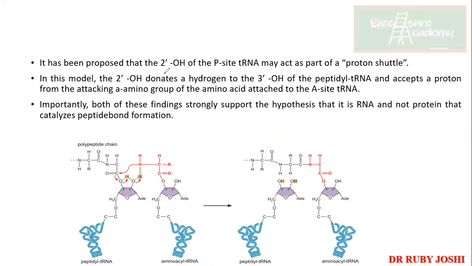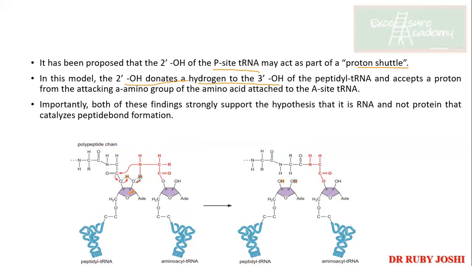It has been proposed that the 2'OH of the P site tRNA may act as a proton shuttle. So 2' कौन सा हो गया आपका यहाँ पे? Can you see? 2'OH of your P site tRNA. Now this is the one that is acting as a proton shuttle. So in this model, the 2'OH, okay, is going to donate hydrogen to the 3'OH. Can you see? It is going to donate hydrogen to the 3'OH of the peptidyl tRNA.